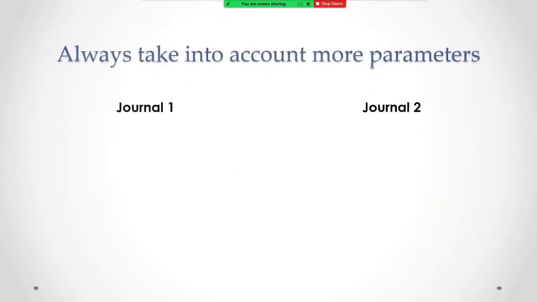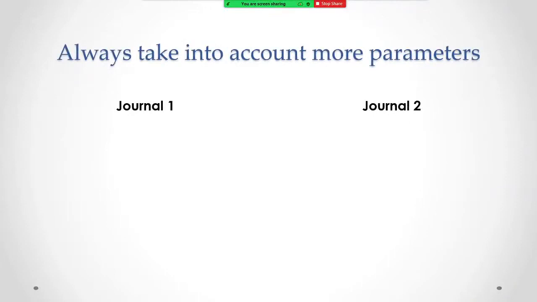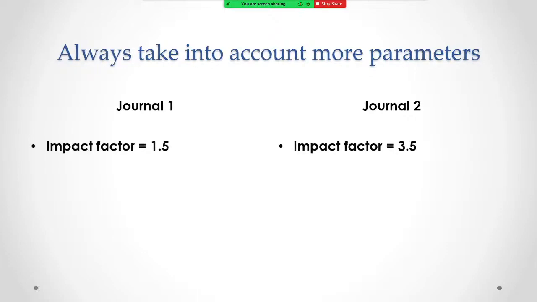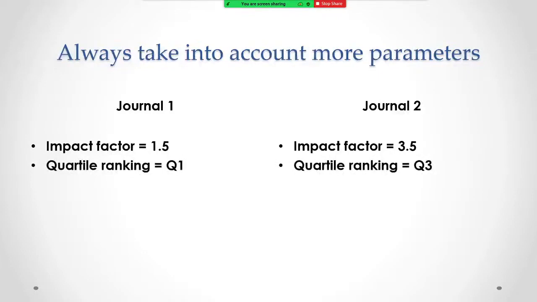So let's go back to that statement that you should always take into account more parameters when you make a choice about your journal. Let's say that we have two journals, Journal 1 and Journal 2, and let's say that the impact factor of Journal 1 is 1.5 and that the impact factor of Journal 2 is 3.5. One would say that Journal 2 is much, much stronger than Journal 1 because it means that on average, papers published 2 years ago have received more than double the number of citations by other journals. But at the same time, Journal 1 can be ranked in the Q1 category, and Journal 2, even though it has a very decent and high value of impact factor, can be ranked in quartile ranking as Quartile 3.